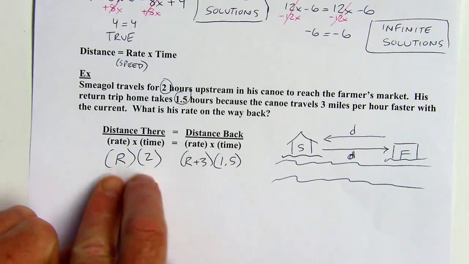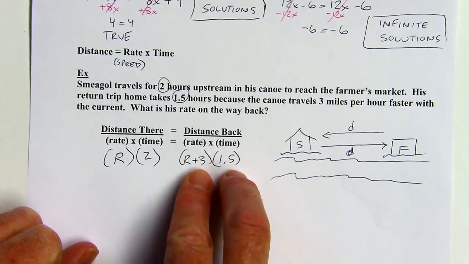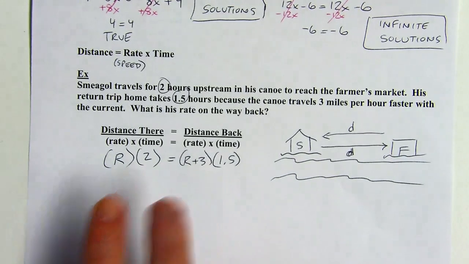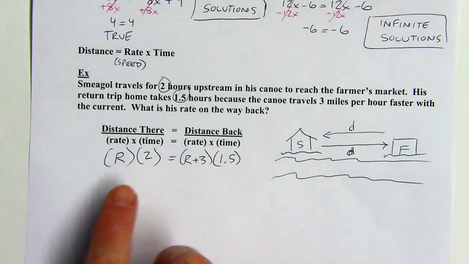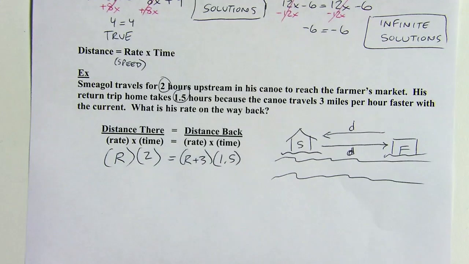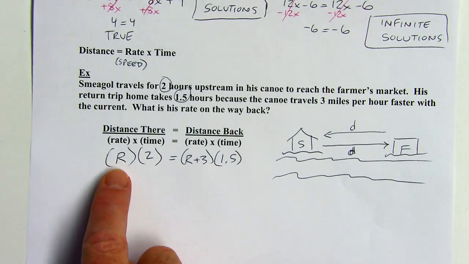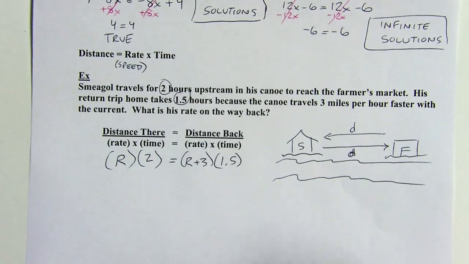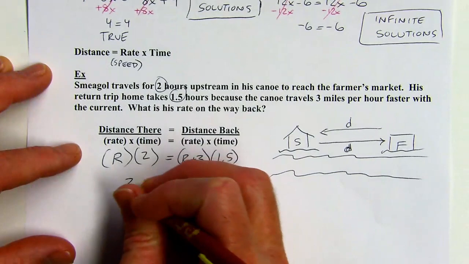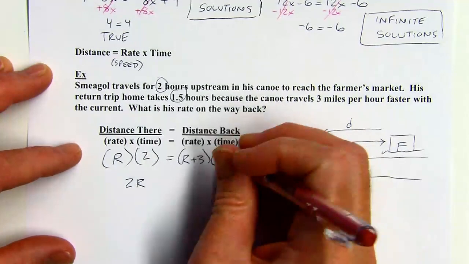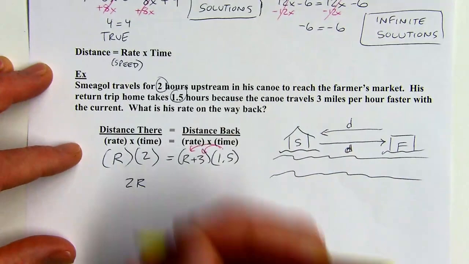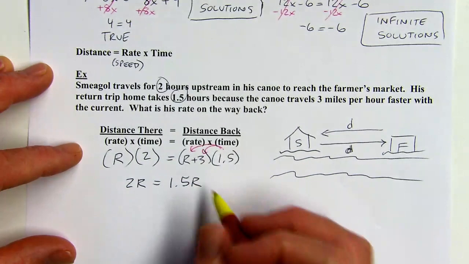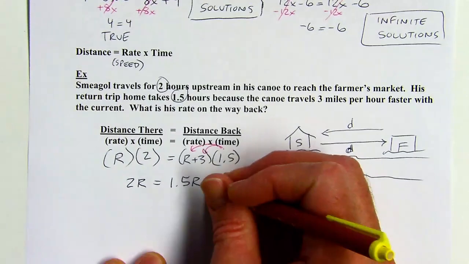And then since this represents the distance there, this represents the distance back, these should be equal to each other. And now I'm going to be able to find the speed for both the way there and the way back, okay? So the speed on the way there is going to be R. The speed on the way back is going to be R plus 3. Okay, but first thing we need to do is find R. So let's see, you could write this left side as 2R. On the right side, we'd want to distribute this to get rid of the parentheses. Okay, 1.5R, and then 1.5 times 3 is going to be 4.5.